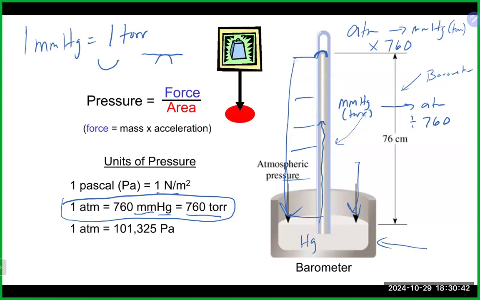1 atmosphere is equal to 101,000 pascals, or about 101.3 kilopascals, if you want to do that. There's other units of pressure as well, PSI, right? Pounds per square inch. And also there's bar, for example. A bar is like 1.01 atmospheres. Basically, they're almost equal to each other. There's other units that we see.